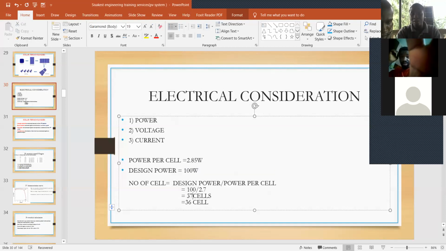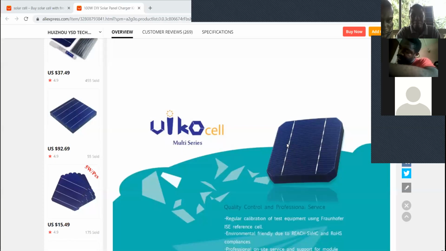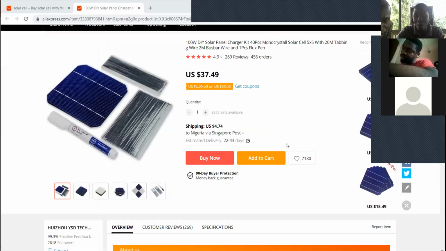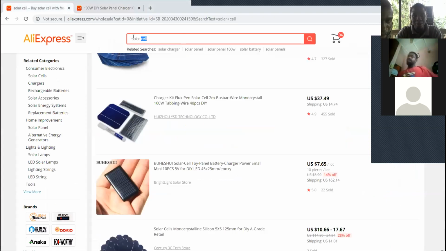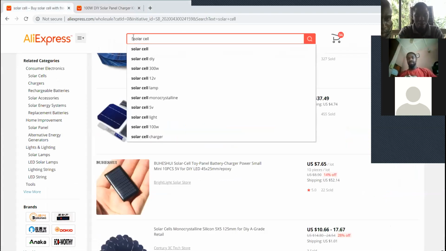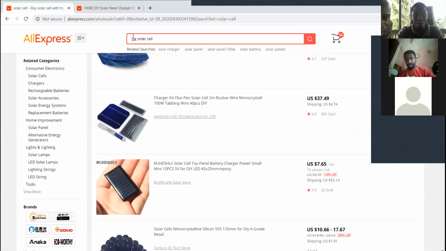But there's a problem with dealing with odd numbers. So now I want to show us one more thing. Can we go back online? Let me show us one more thing online. I just want to show us that there are efficient cells. This one is 2.7 watts per cell. So I want to show us that there are cells that are more efficient than this one. So I will browse 5 watt solar cells.